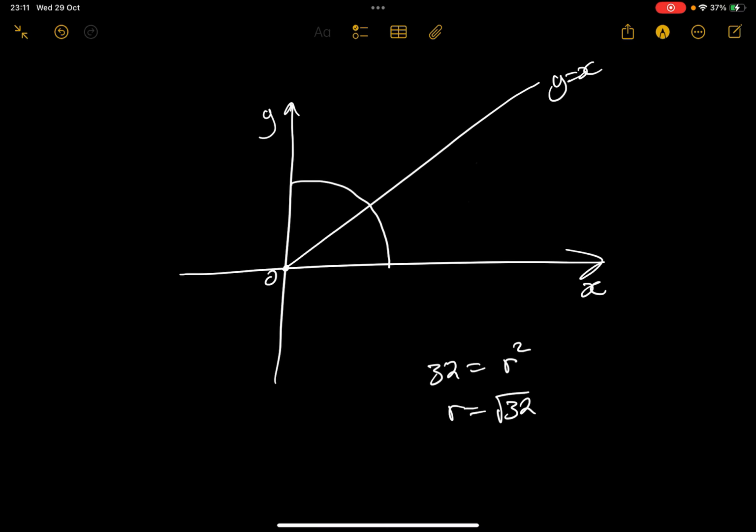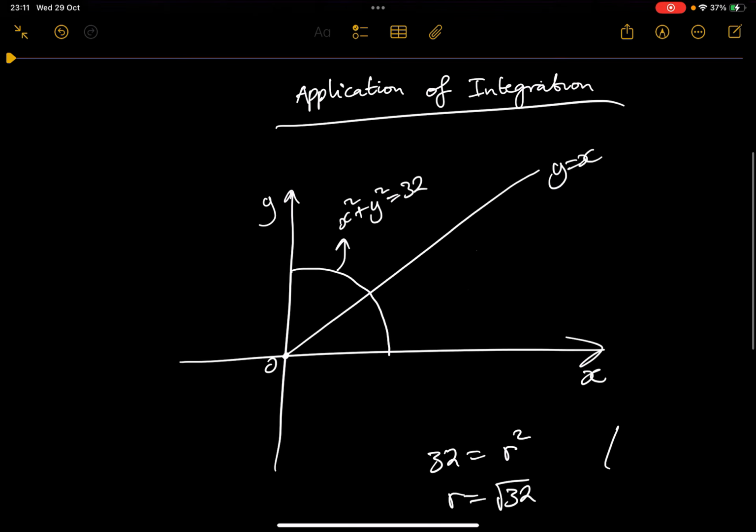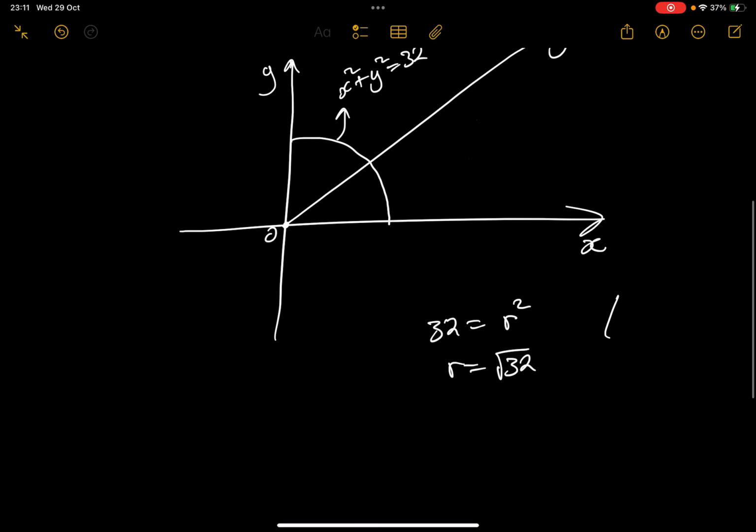So I'm just drawing the graph. This is x squared plus y squared equals 32. This is y, and then also we have the x-axis. So we are looking at the region that is bounded by all of these three lines. This is the region. So we want to find the area of this region.